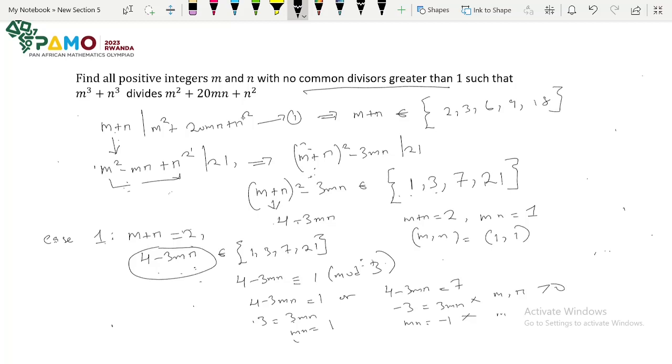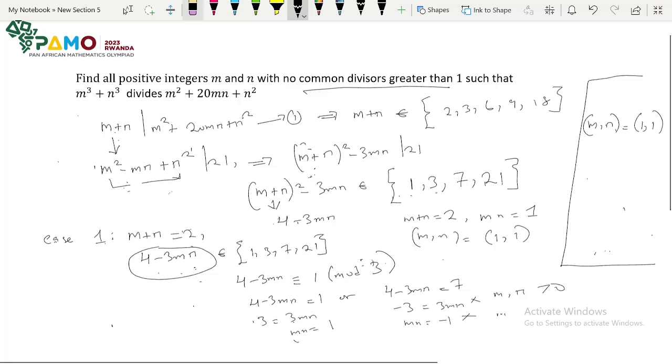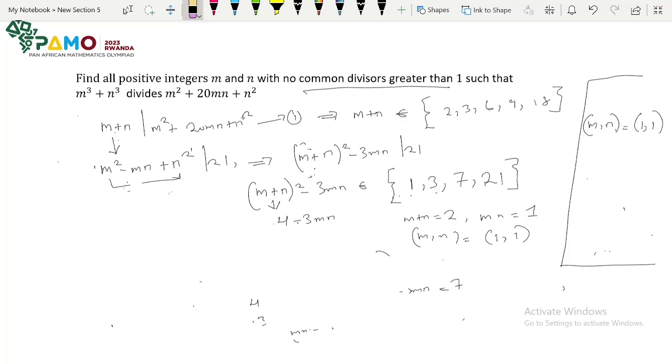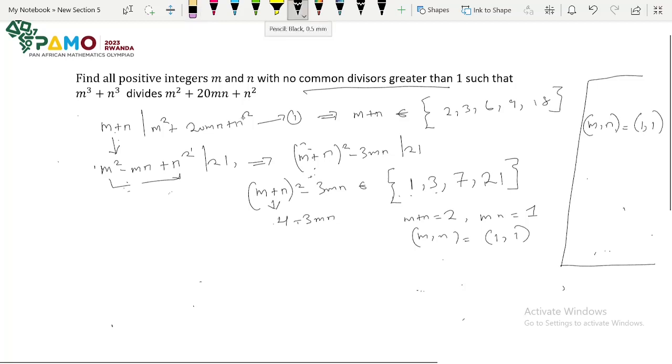So let's get a dedicated space at the right and list out the solutions. So we have (m, n) equals (1, 1) for case 1 when m plus n is 2. Let's take out this case now, since we've already finalized what that case looks like, and go to case 2. So this is what casework is about. Case 2: m plus n equals 3.